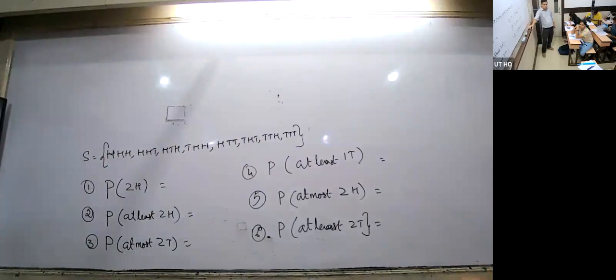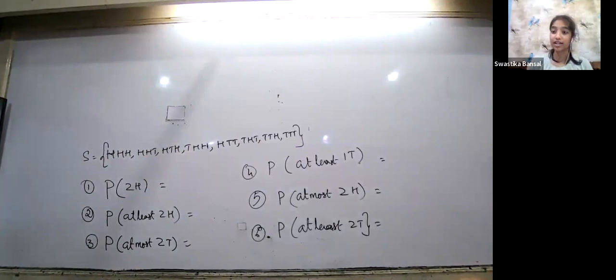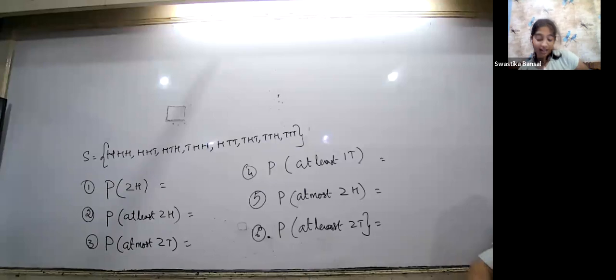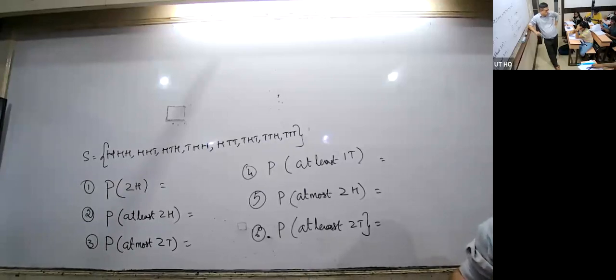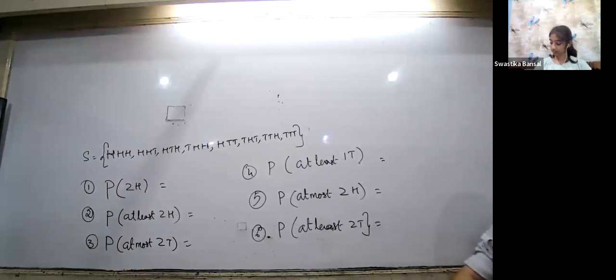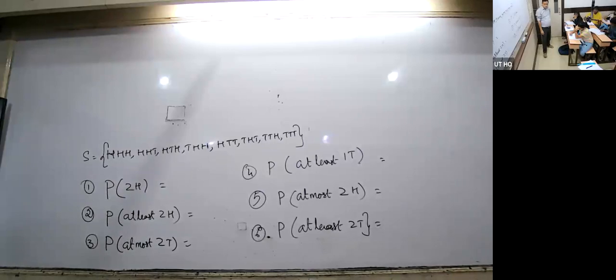Time is over. Swastika, tell the first answer. Okay, 3 by 8. All of you got the answer? Yes, sir. That is correct. Okay, next one. Paritosh.